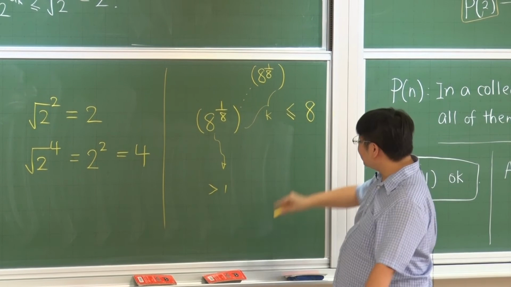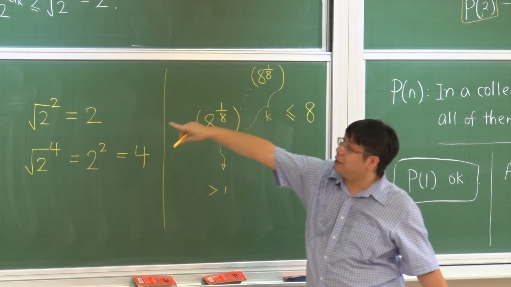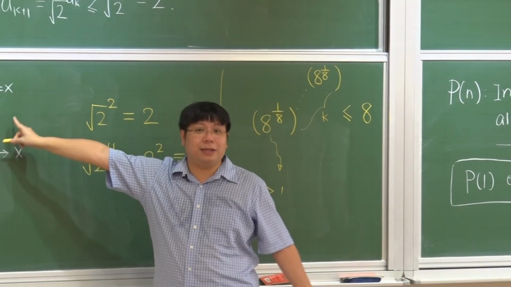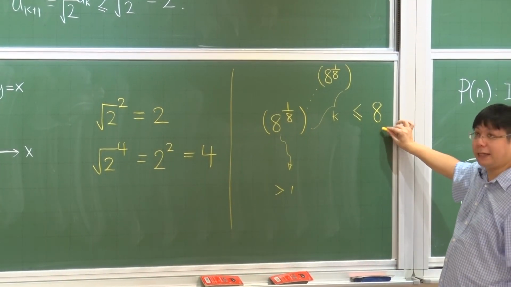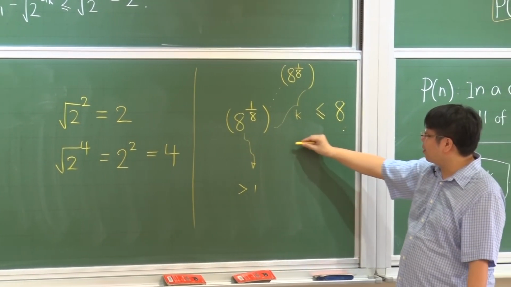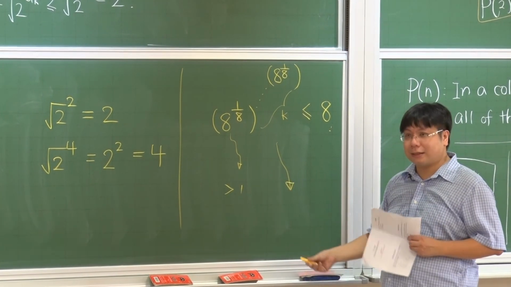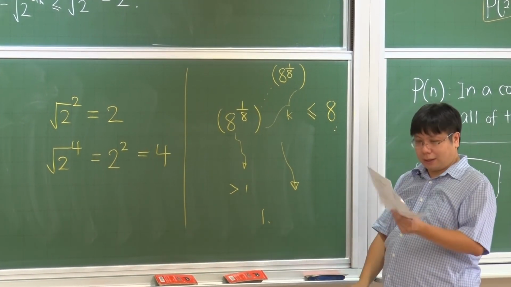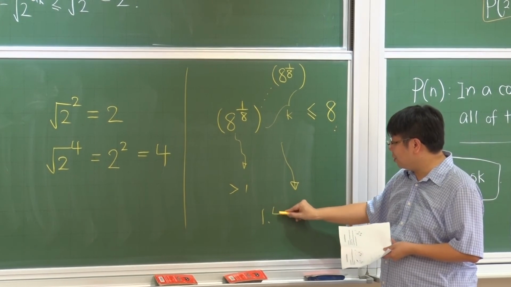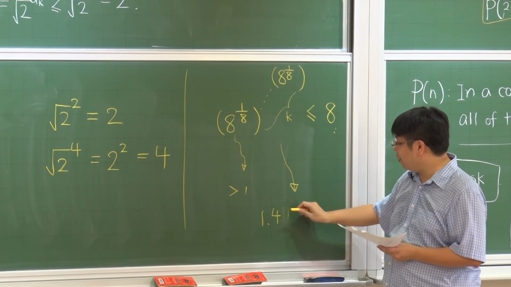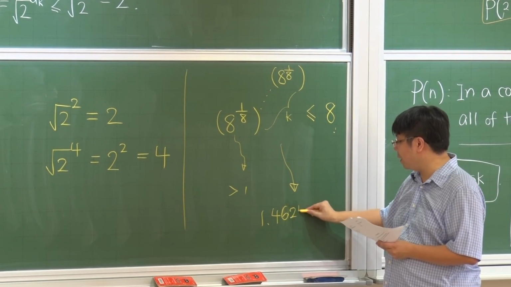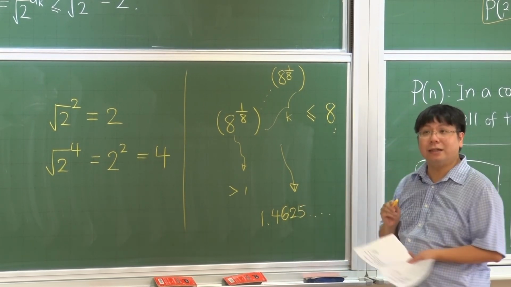Is that okay? It turns out that again, if we use this kind of curve to plot it, then there are two intersections. One is 8, and the other is the correct answer. So the correct answer is a number that I try to use my calculator to help. So it's something close to 1.4625. It's not exact, so there's some numbers here.